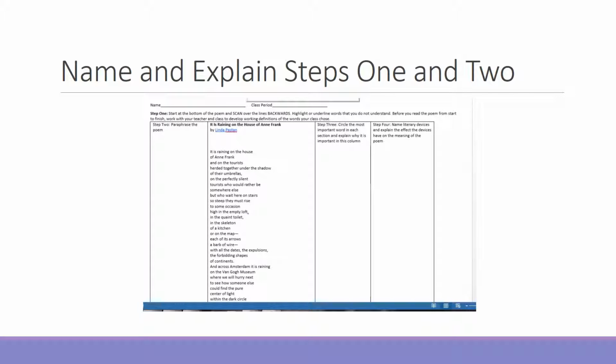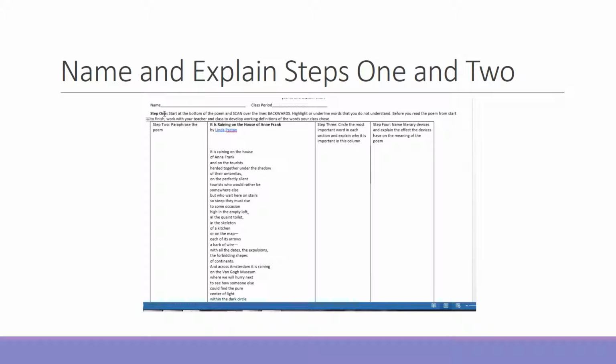So what we're going to look at today is called the Name and Explain chart, and that's something that if you've been in Pasadena ISD for a little while, hopefully you would have seen it and used it in a class before. But if not, that's okay. We're going to use it together today.